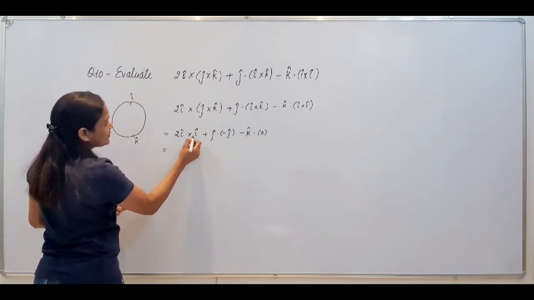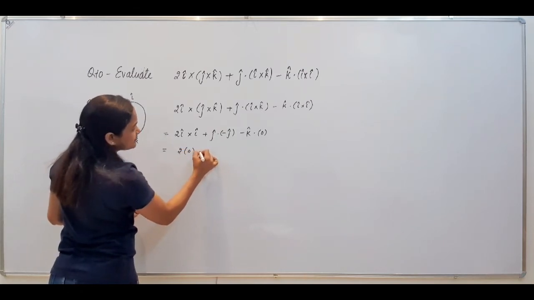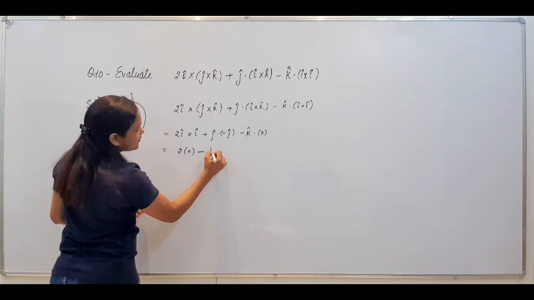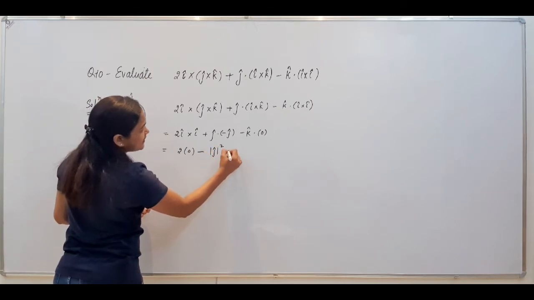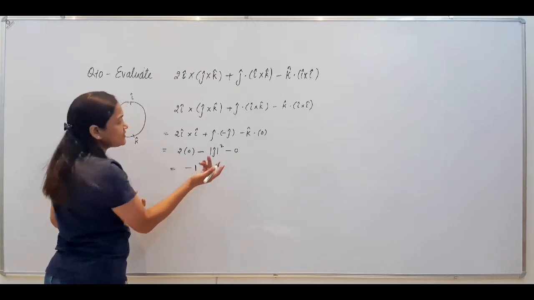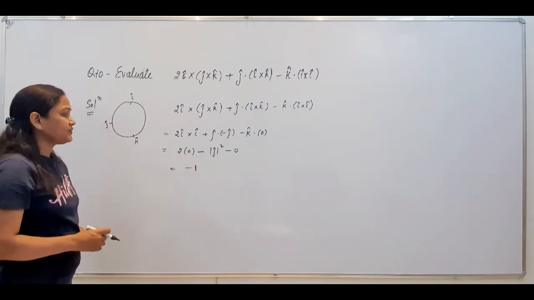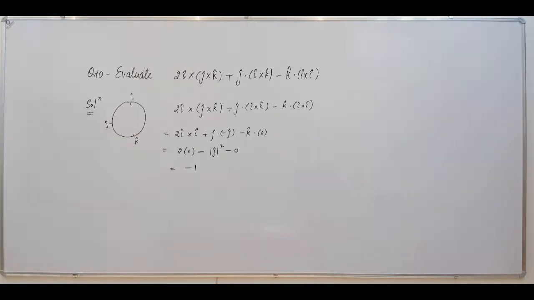Now i cross i will become 0. Now this is minus modulus of j whole square minus 0. So this will become, since j is a unit vector, the magnitude is 1. So your answer is minus 1.